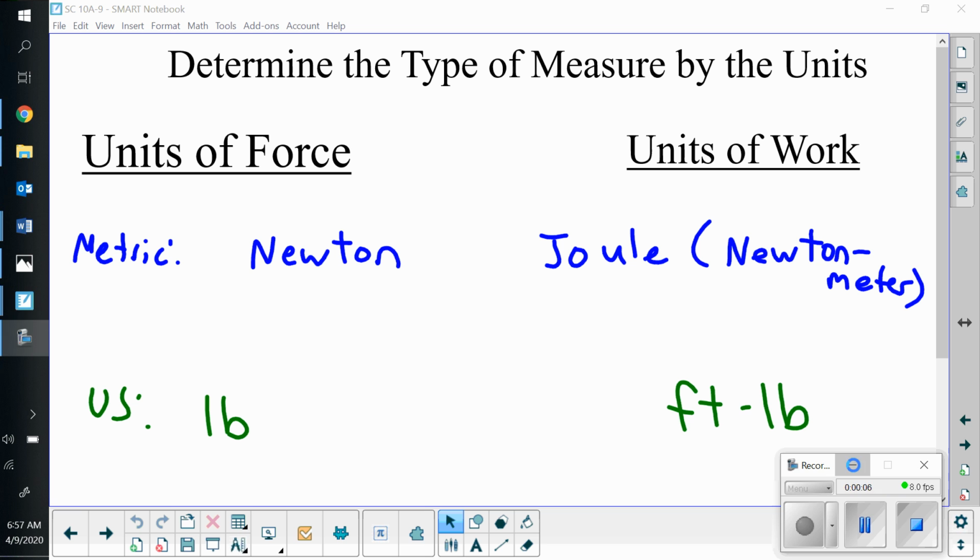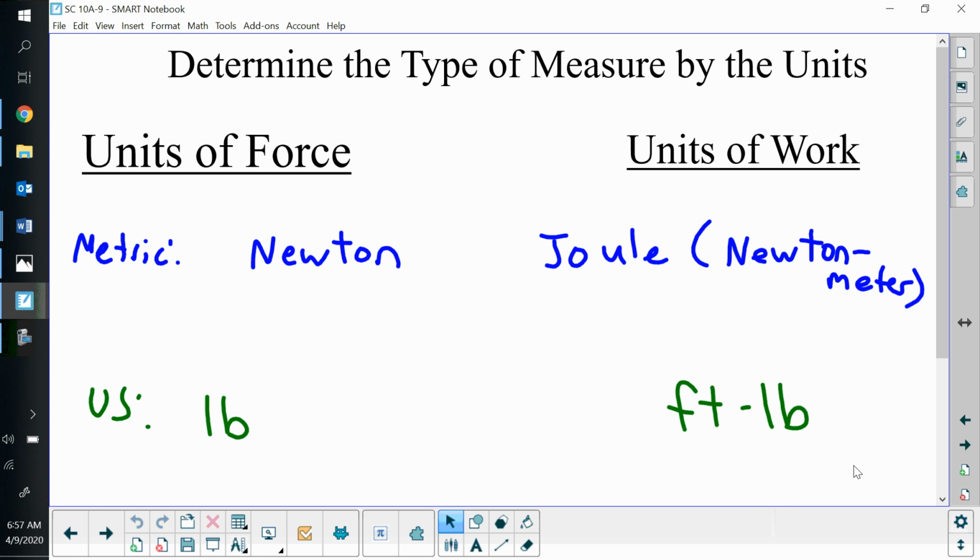So in this video, we're going to do some work practice problems. Work, remember, is force times distance. Your work units in metric are joules, and foot-pounds if you're in US measurements. The force units would be newtons if we're in metric and pounds if we're in US. Knowing those is important because it's not going to come out and tell you that it's a force. You've got to recognize it by the units.